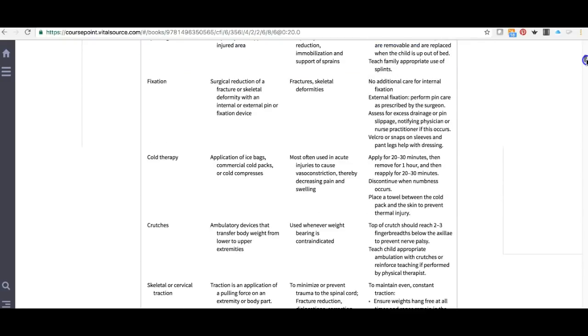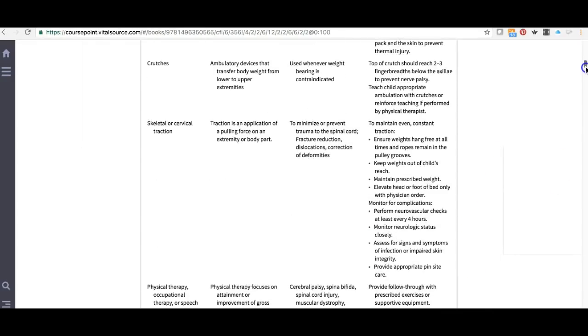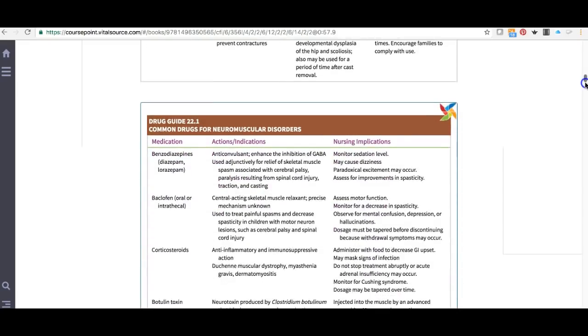It does talk a little bit, when we talk about sprains and strains, about cold therapy, because a lot of people put ice on and leave it on. Twenty to thirty minutes, then take it off an hour, then on 20 minutes, take it off an hour. You don't want to risk any kind of frostbite, you can actually get frostbite by applying those ice packs. It talks about traction, and we're going to hit traction in a second. So this is a good little table to pay attention to.